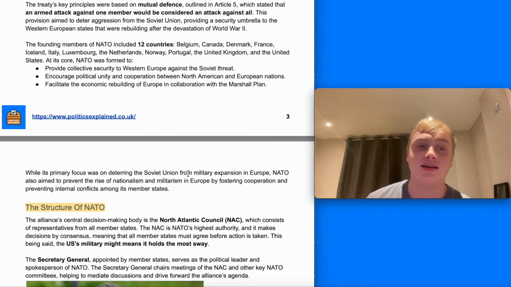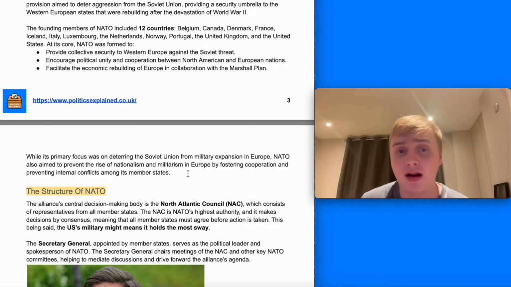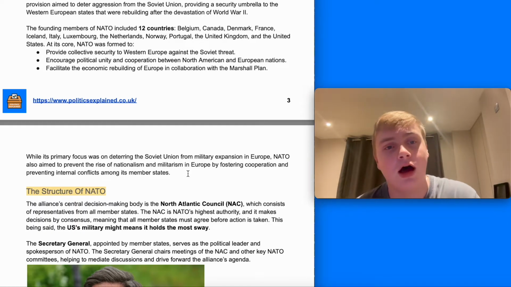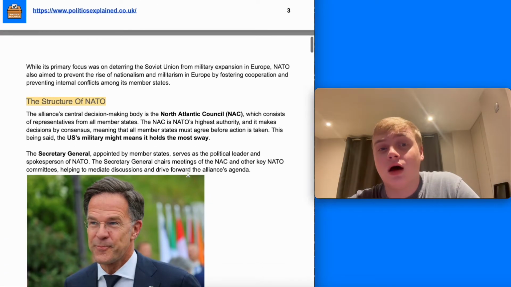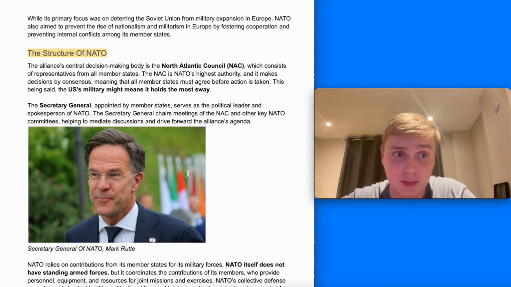And it was formed to provide collective security to Western Europe, encourage political unity and cooperation between North American and European nations, and actually facilitate originally the economic rebuilding of Europe in collaboration with the Marshall Plan, which many of you might have done at GCSE. While its primary focus was deterring the Soviet Union from expanding militarily in Europe, it also aimed to prevent the rise of nationalism and militarism in Europe by fostering cooperation and preventing internal conflicts among its member states as well.